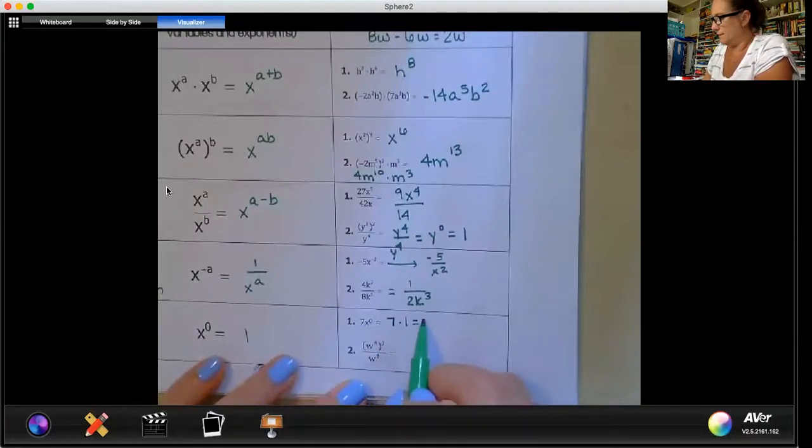7 times 1 is 7, and W to the 8 over W to the 8 is W to the 0, which is 1.